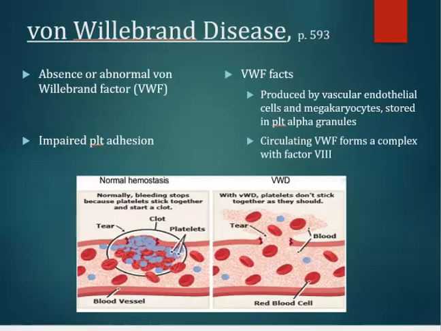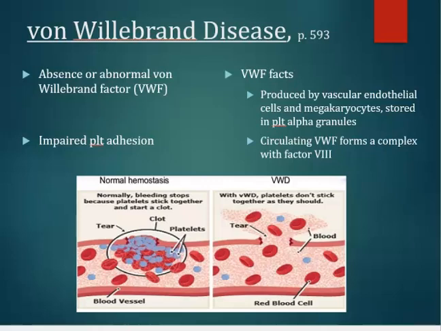Next up is von Willebrand disease. This is the absence or abnormal von Willebrand factor, or VWF. This causes impaired platelet adhesion. Some facts that you need to know about von Willebrand factor is it's produced by vascular endothelial cells and megakaryocytes, and it's stored in the platelet's alpha granules. So the alpha granules function in inflammation.